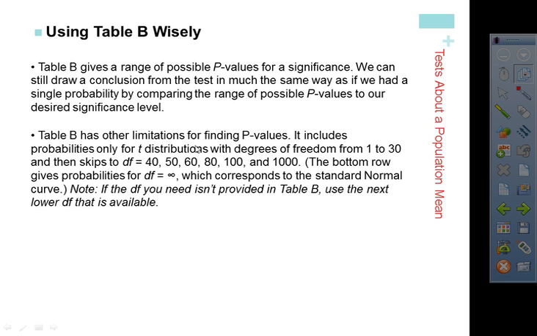Table B has other limitations for finding p. It includes possibilities for t-distributions for degrees of freedom only 1 to 30. Again, with the issue, note that the degrees of freedom isn't provided in table B. Use the lower degrees of freedom that is available. Remember, they're just reminding you to round down just like we did in confidence intervals with using the degrees of freedom. Personally, I like using the calculator better just because you don't have to worry about making that judgment call.